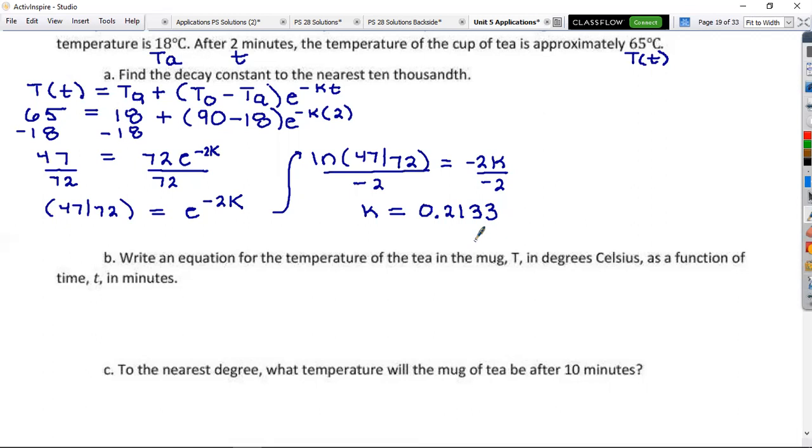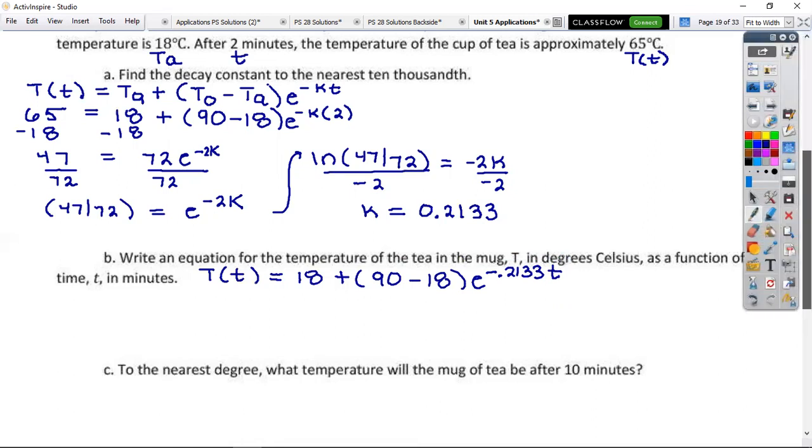So now letter B, write an equation for the temperature T as a function of time. So T of T with nothing known on the left now is equal to 18 plus 90 minus the 18, or you could simplify that, it doesn't matter. e raised to the negative 0.2133 t. So that would be your general equation, and you could sub anything into that that you needed to.